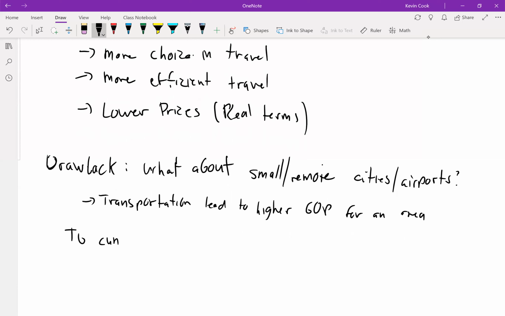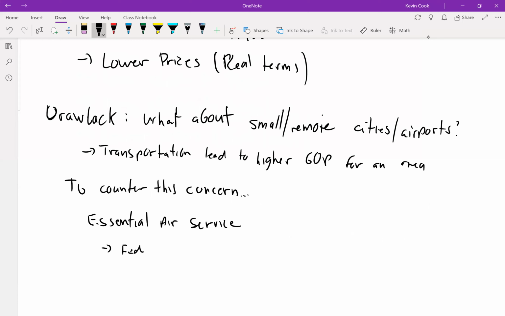But to counter this concern, let's write this. What we did was create what's called essential air service. Basically, what this does is it's a federal subsidy for airlines to serve these small cities. I mean, even Boone's a city, but we're looking at smaller or maybe even medium-sized or more remote cities that don't have as much going on around them.